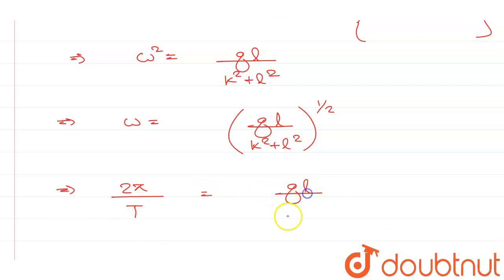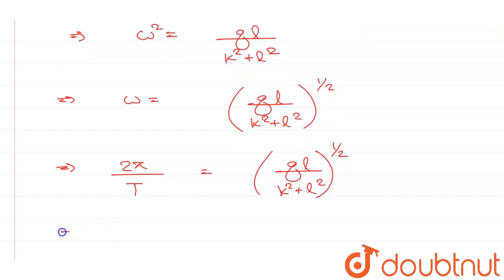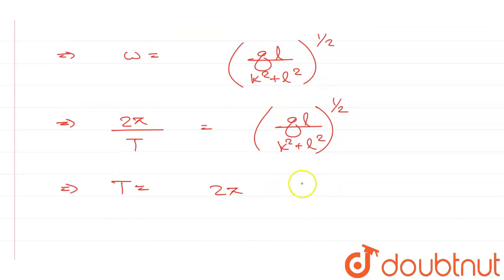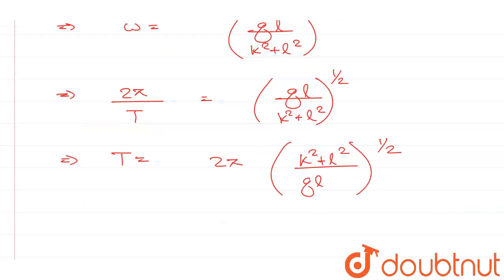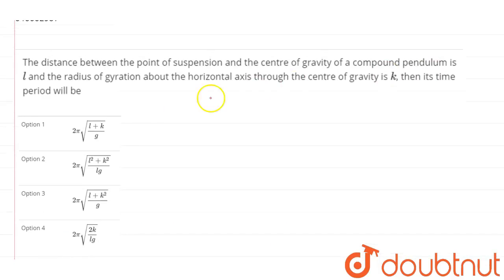So I can put that value here, and I get time period of oscillation T is equal to 2 pi times k square plus L square upon gL to the power 1 by 2. So the time period of oscillation for the given setup will be 2 pi square root of k square plus L square upon gL. That means option number 2 is the correct answer.